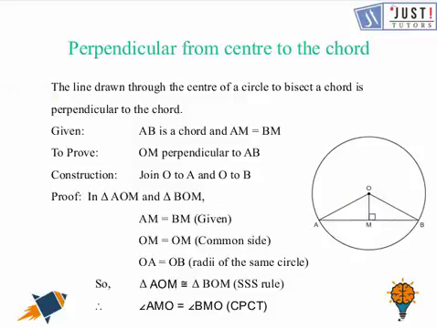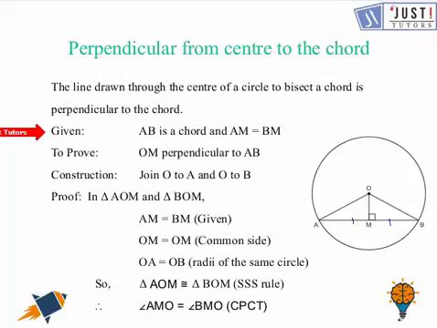Now let's see what is our next property. It's just the inverse of the first one. So it says the line drawn through the center of a circle to bisect a chord is perpendicular to the chord. So this time we are given that AB is a chord and AM equals BM, and we have to prove OM is perpendicular to AB. So to prove it perpendicular to AB, we just need to prove angle BMO equals 90 degrees.